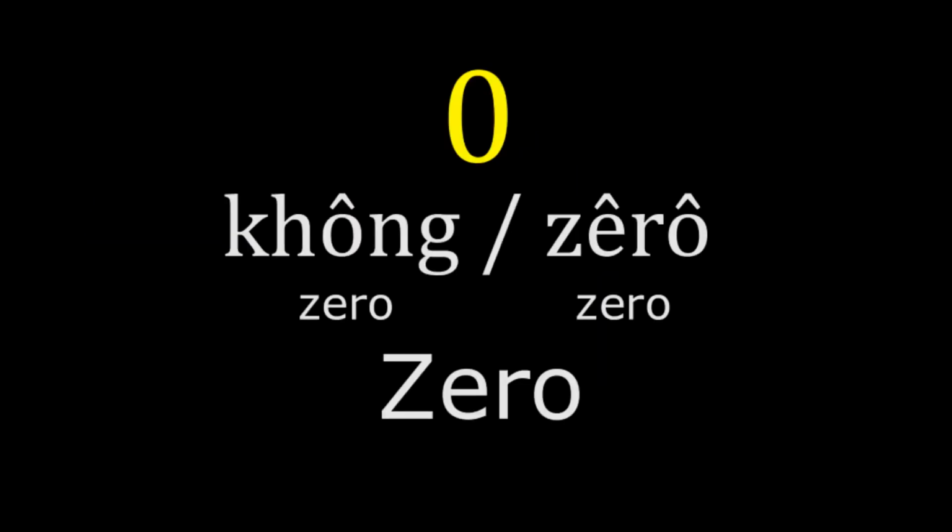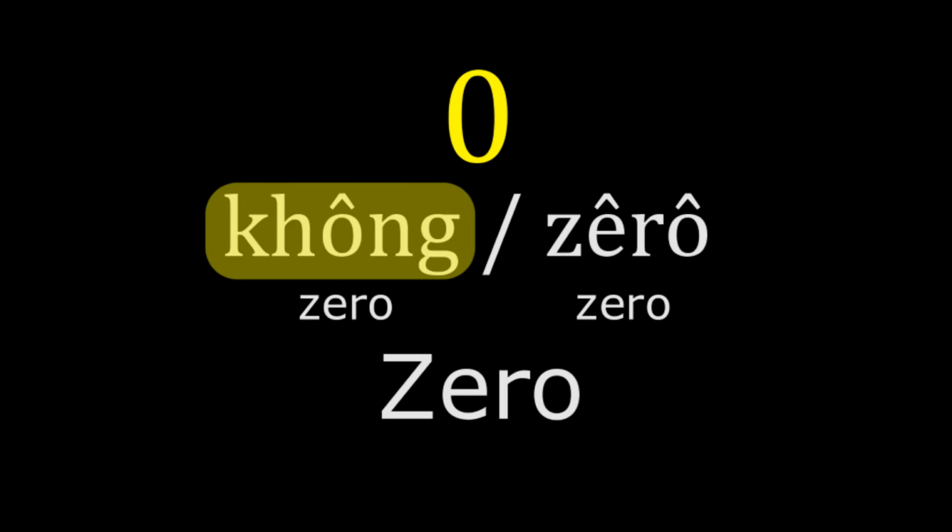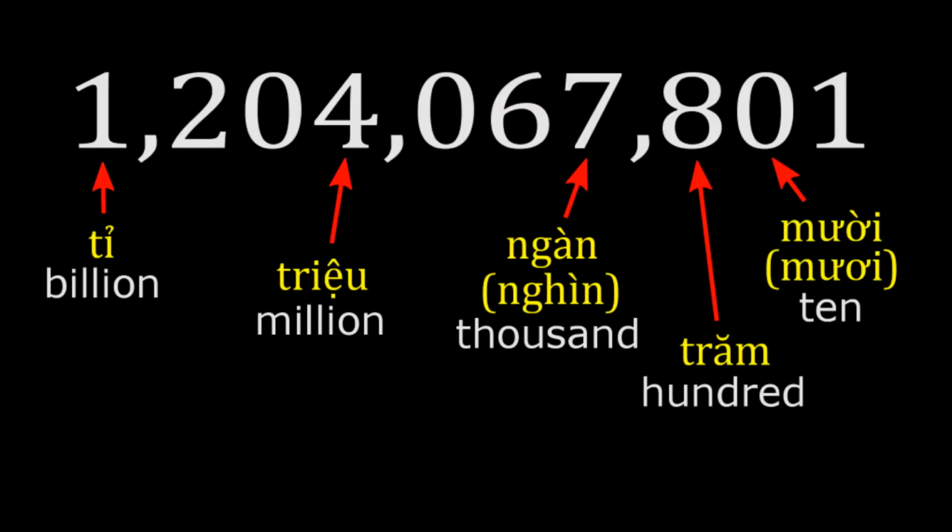Finally, the word for zero is không or zero. Let's do one more exercise, this time involving zeros. Một, tỷ. Hai, trăm. Lẻ. Bốn, triệu. Không, trăm. Sáu, mươi. Bảy, ngàn. Tám, trăm. Lẻ. Một.